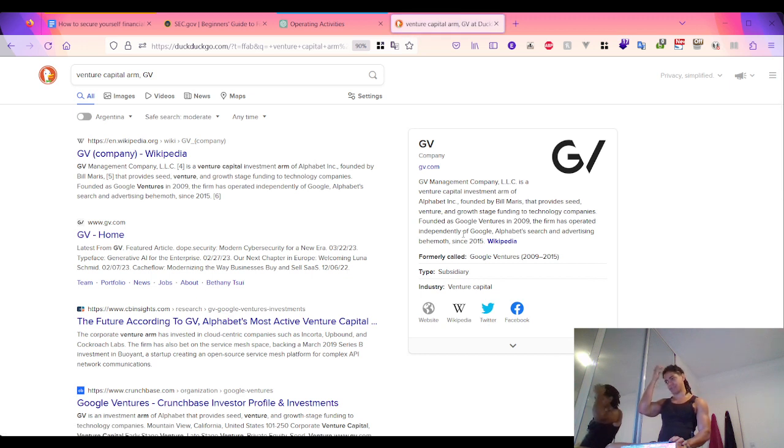GV Management Company, LLC, is a venture capital investment arm. The main use case for this limited partnership is as an investment vehicle. Founded by Bill Maris, it provides seed, venture, and growth stage funding to technology companies. Founded as Google Ventures in 2009, the firm has operated independently of Google, Alphabet's search and advertising behemoth, since 2015. The future according to Google Ventures.